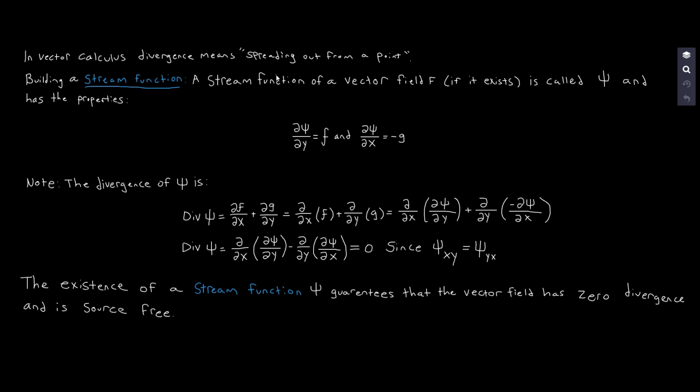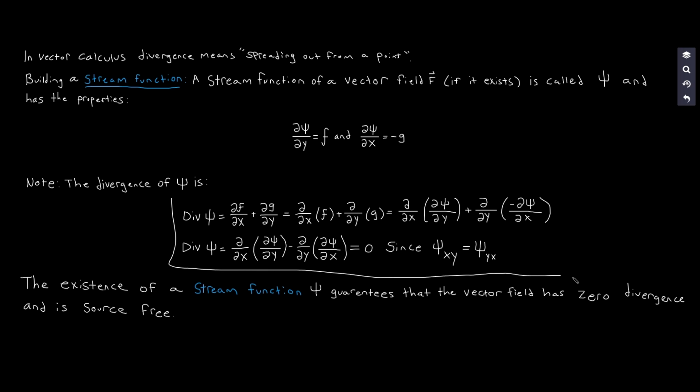But let's talk about building a stream function. A stream function of a vector field F, if it exists, is called psi, and it has the following properties. The partial derivative of psi with respect to y equals f, and the partial derivative of psi with respect to x equals negative g. Note that the divergence of F can be written as follows.